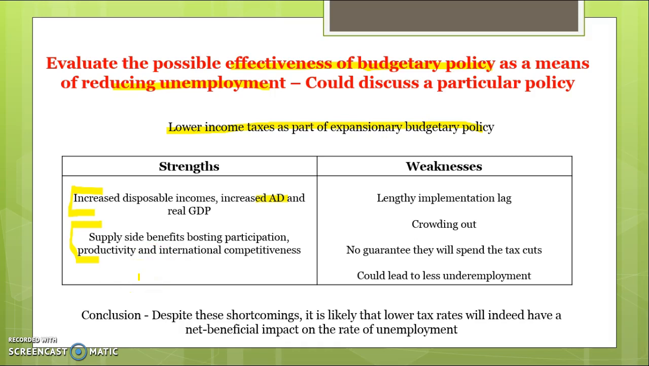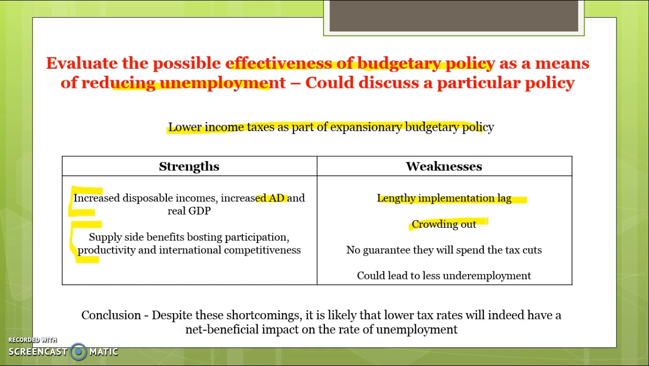In terms of weaknesses, most policies take a long time to get through the Senate. So the lengthy implementation lag associated with any tax cuts can make it less effective in trying to promote growth and therefore trying to promote jobs. Any expansionary policy, not just lower income taxes, can also lead to crowding out. When the government borrows from the private sector, that can lead to higher interest rates, which might negate some of the expansionary impact that we're trying to achieve with these lower income taxes.